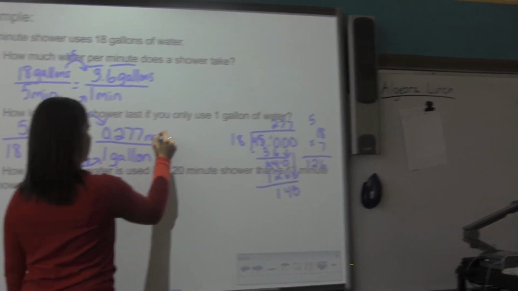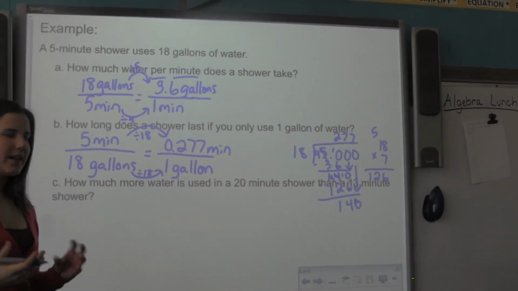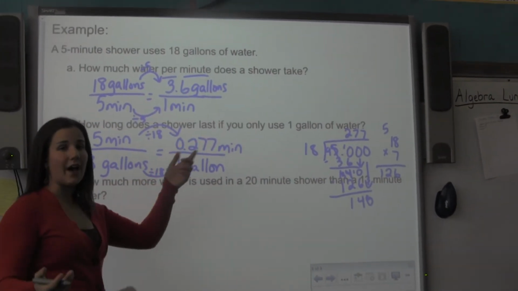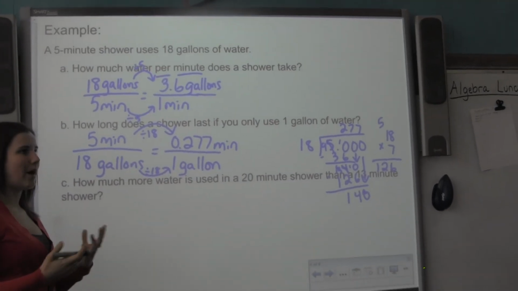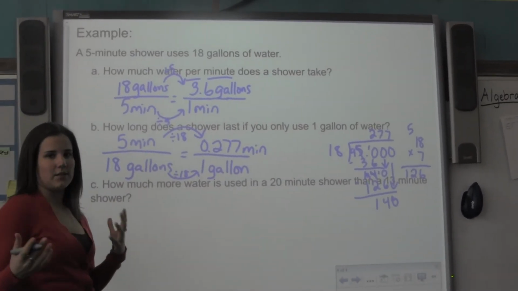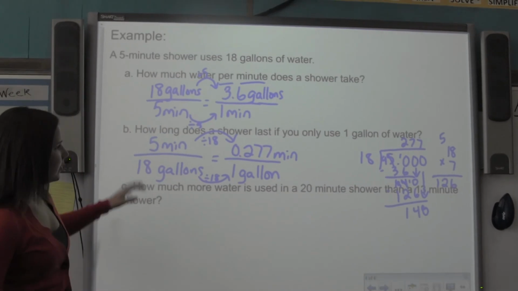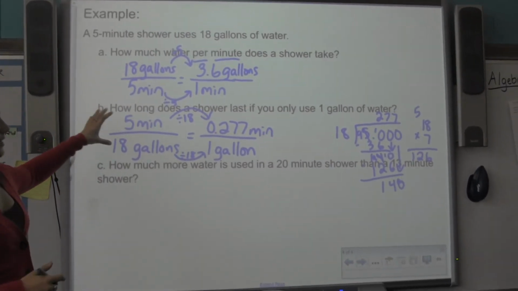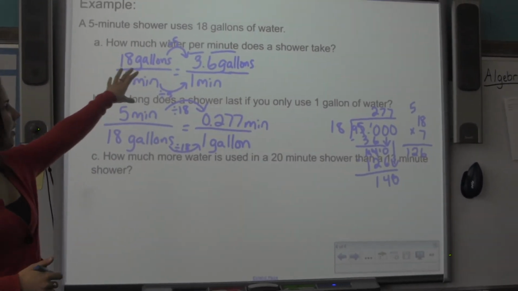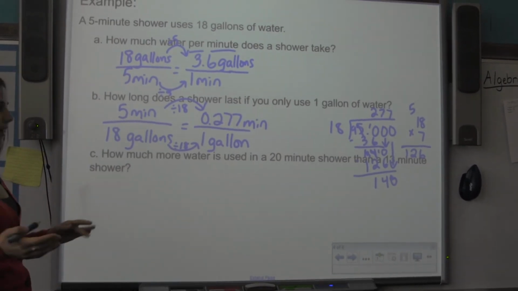So 0.277 minutes. If we use reasoning here, that's about 0.25, which is about a quarter of a minute, about 15 seconds. So that would make sense here, because in 1 minute I use about 3 to 4 gallons.